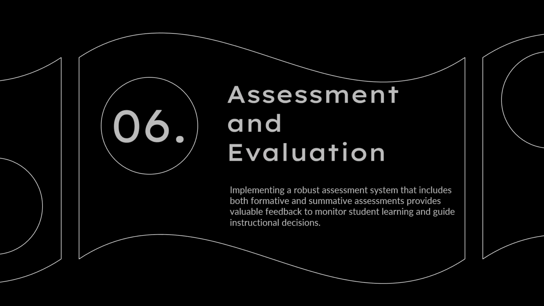6. Assessment and evaluation. Assessment and evaluation play a crucial role in primary school English language teaching by enabling educators to measure student progress and achievement. Implementing a robust assessment system that includes both formative and summative assessments provides valuable feedback to monitor student learning and guide instructional decisions. To further exemplify the importance of assessment and evaluation in primary school, let's explore an example of how these methods can be applied in an English language curriculum.